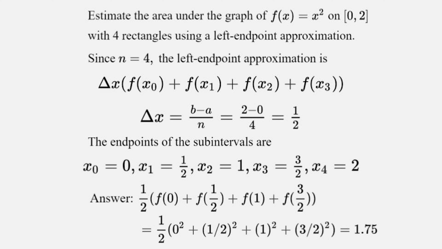And this is the left endpoint approximation of the area under the graph of x squared on the interval from 0 to 2 with 4 rectangles. If you were doing a right endpoint approximation, the overall process would be the exact same, just your formula for the approximation would be slightly different. The delta x would still be the same, the endpoints would still be the same, just the endpoints that you actually use would be slightly different.